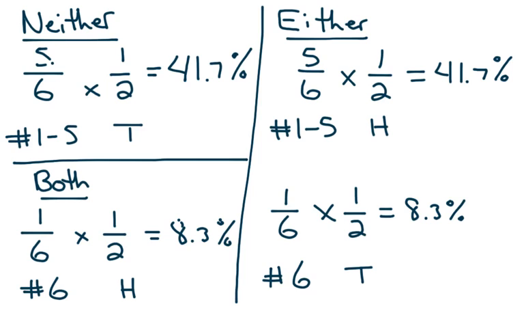Now the probability of getting either outcome is not 41%, it's not 8%. We need to add together those two cases. And there's a 50% probability that we get either outcome, also known as getting 1 point.